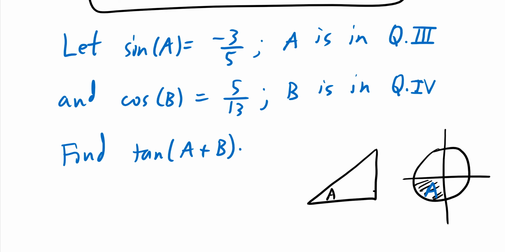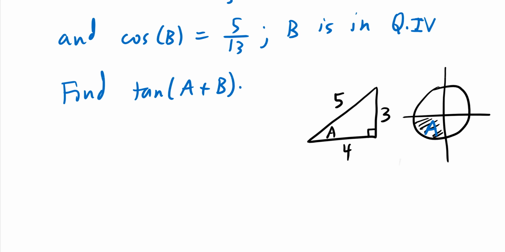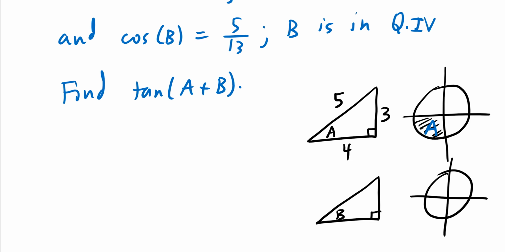So angle A, right triangle. By SOHCAHTOA, sine is the opposite over the hypotenuse. Remember the 3, 4, 5 right triangle, Pythagorean triples. I'm going to draw another case for the second one, for angle B. B is in the 4th quadrant. That's where B is located.